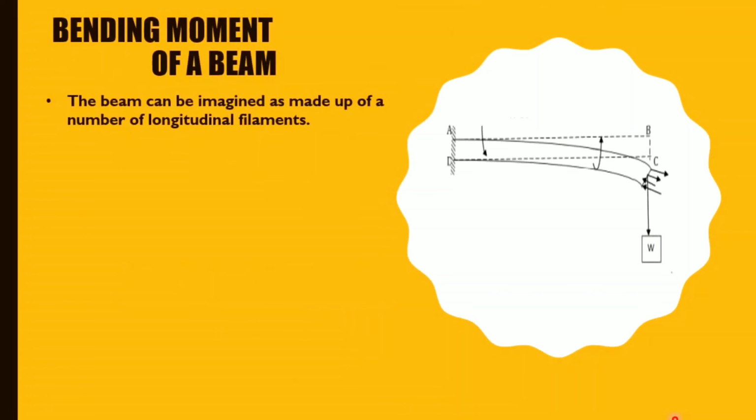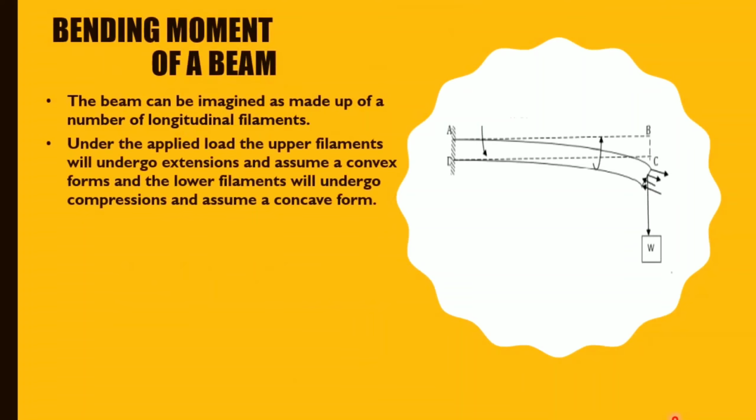The beam can be imagined as made up of a number of longitudinal filaments. That means the beam is made up of numerous longitudinal filaments. Under the applied load, the upper filament will undergo extension and assume a convex form, and the lower filament will undergo compression and assume a concave form. So this is the upper one and this is the lower filament. One will assume a convex form and the other a concave form.